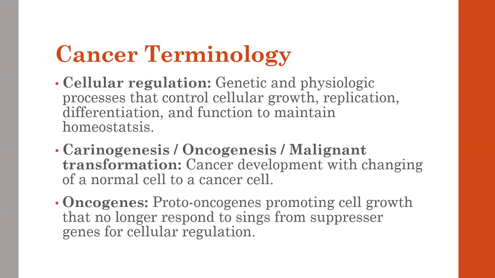Oncogenes. So oncogenes are cancer genes. They are protected. These actual genes are usually covered by something called a proto-oncogene. Proto-oncogenes will suppress cell growth that no longer responds to the regular genes telling it to stop dividing. Now, this can stop the oncogenes from causing the cancer.